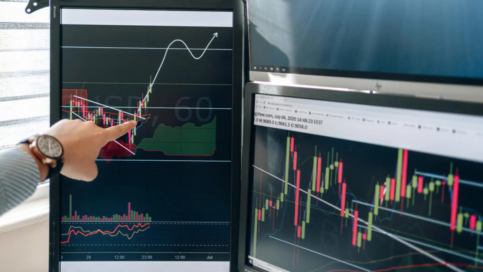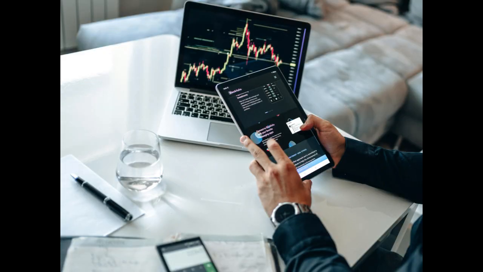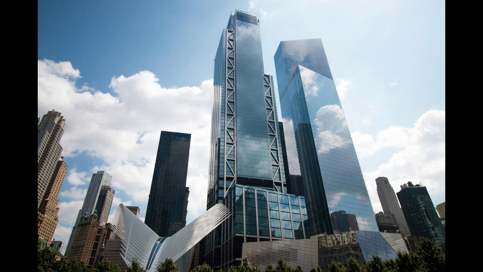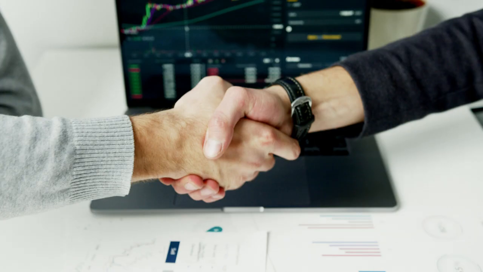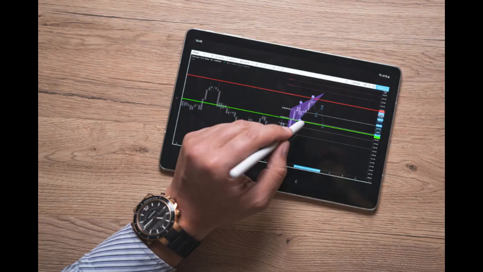8. Maintain records and compliance. Keep accurate records of your trading activities, financial transactions, and business expenses. Stay informed about any changes in tax laws, reporting requirements, or regulations that may affect your LLC.